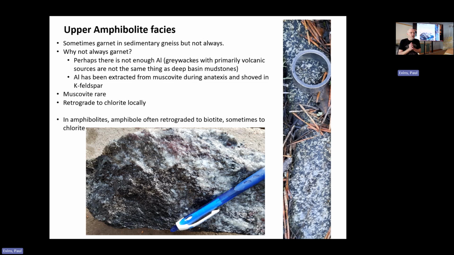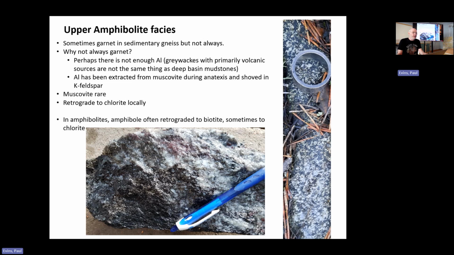The rocks here in Stockholm generally sit in the upper amphibolite facies. How do we know that? Well, we can see the metamorphic assemblages in the sedimentary gneiss and the amphibolite. The fact that we have amphibolite means we're probably in the amphibolite facies and not in the greenschist facies.